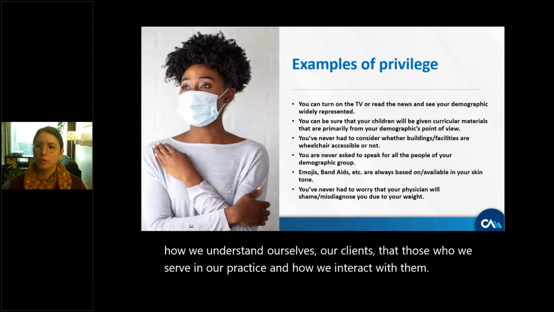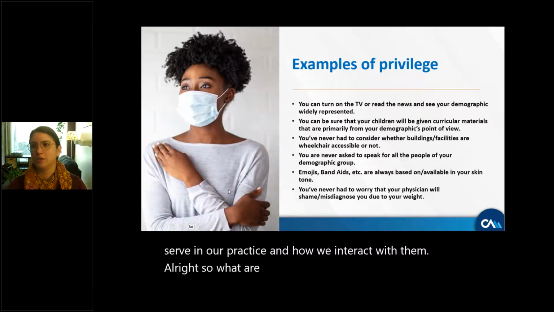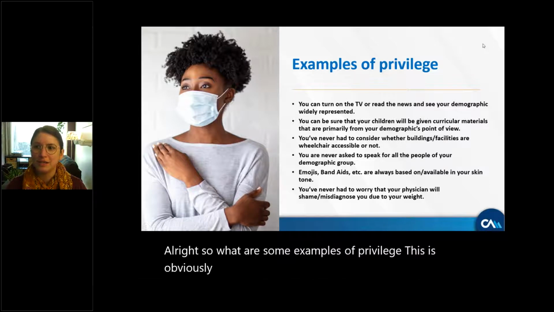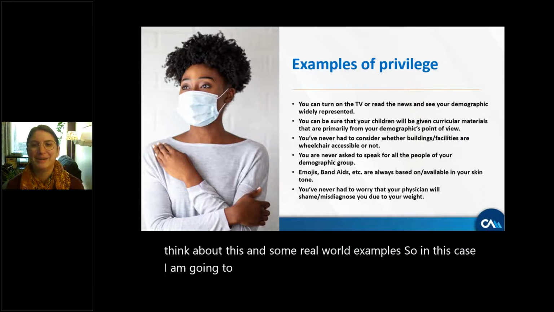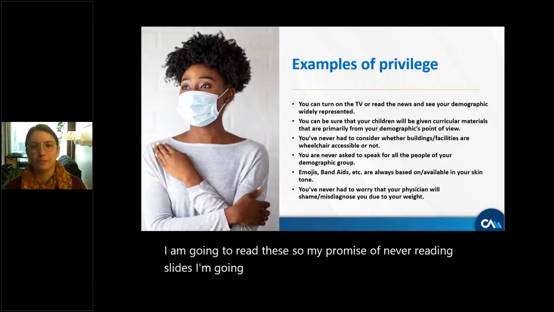All right, so what are some examples of privilege? This is obviously not an exhaustive list, but I think it's helpful to just think about this in some real world examples. So in this case, I am going to read these. So my promise of never reading slides, I'm going to break that promise briefly.